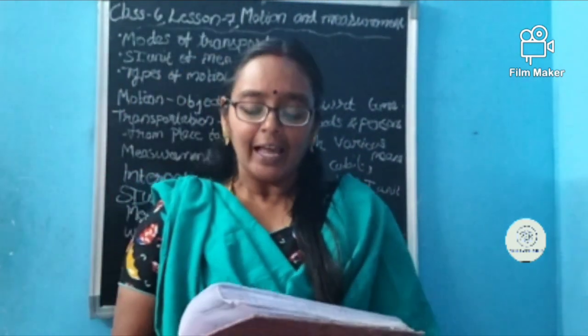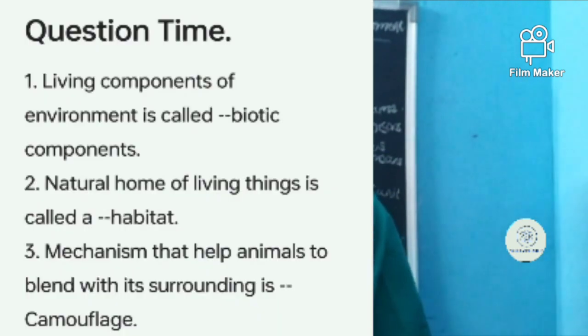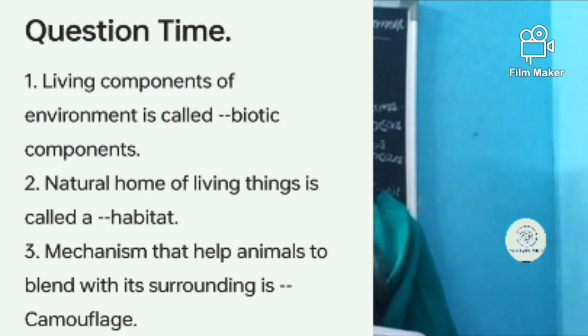First question was, living components of the environment is dash components. Living component of the environment is called dash components, ma? It's biotic components. Second one, natural home of living organisms is, natural home of living things is what, ma?